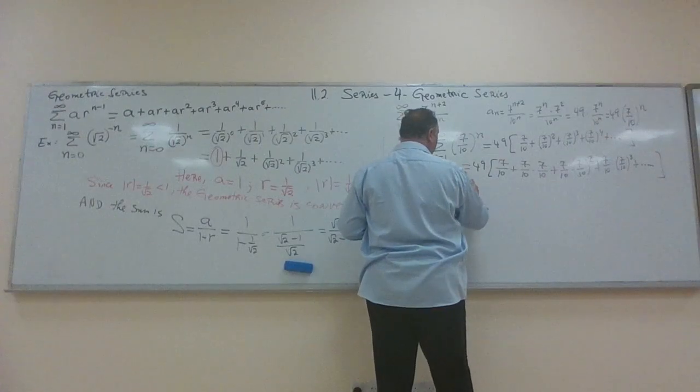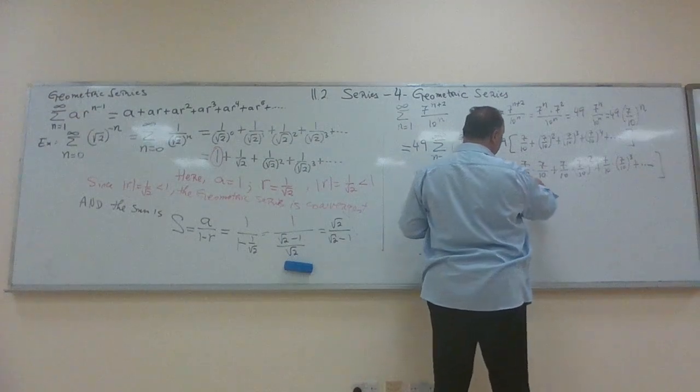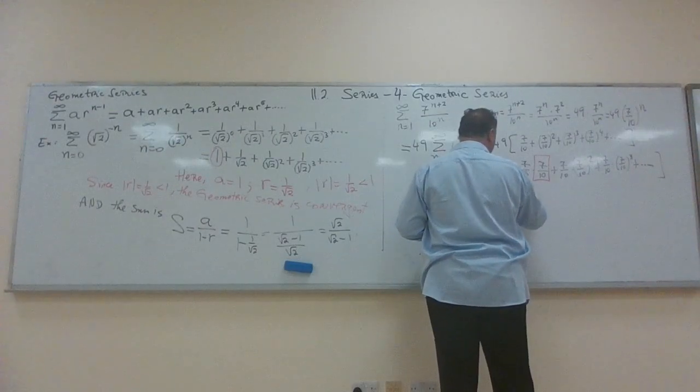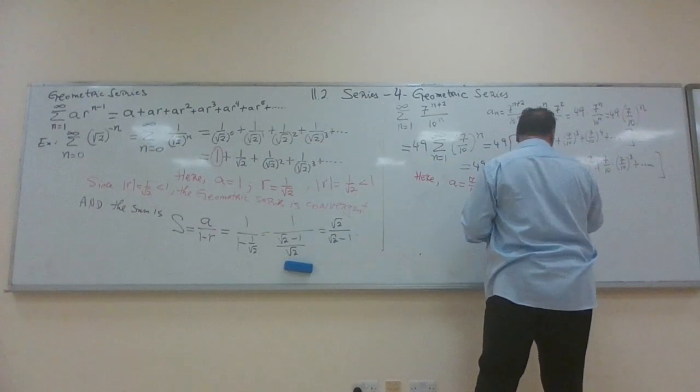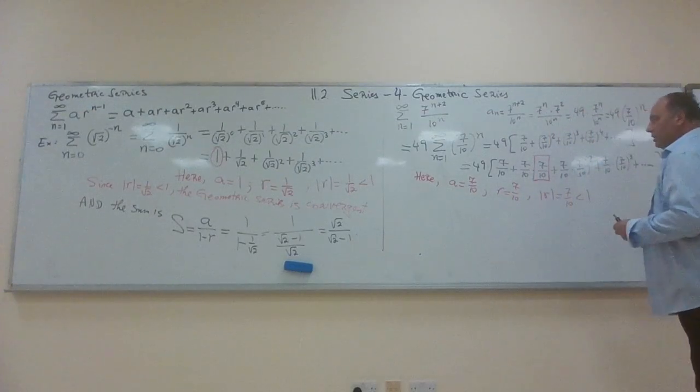geometric part. A, the first term, is 7 over 10. A, R. So this is R. R is 7 over 10 also. And R, which is 7 over 10, is smaller than 1, which means the series is convergent.